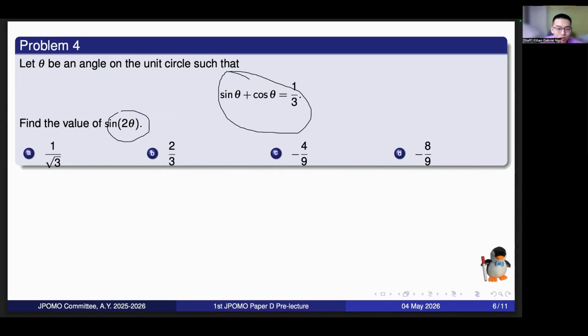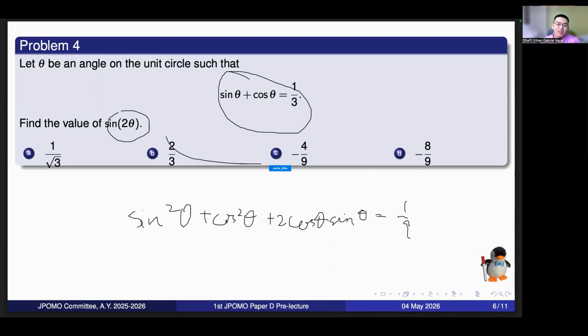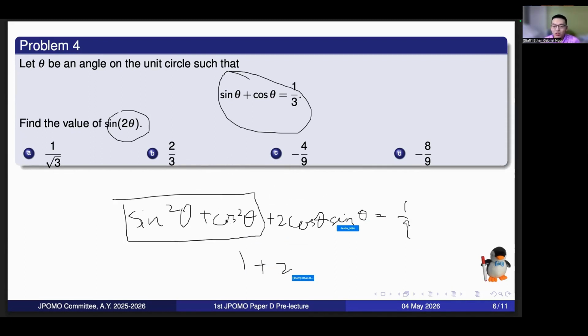Correct. So if we square both sides, what we're gonna get is sine squared theta plus cosine squared theta plus 2 cosine theta sine theta equals 1/9. Now, because we have this identity, this is just equal to 1. And we're just going to copy this term.